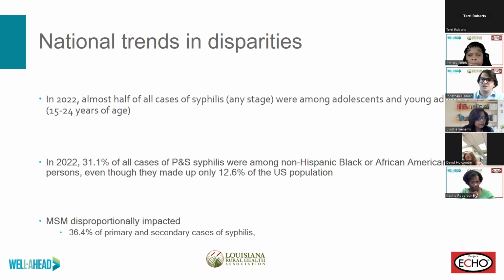Okay, so let's talk about disparities. We already talked about the national trend in all of these case numbers going up. In 2022, about half of all cases at any stage of syphilis were among adolescents and young adults, so 15 to 24. In the same year, just under a third of all cases of primary and secondary syphilis were among non-Hispanic Blacks and African American persons, even though this group only makes up about 12.5% of the U.S. population. And then men who have sex with men are disproportionately impacted. They make up over a third of all cases of syphilis. Next slide, please.